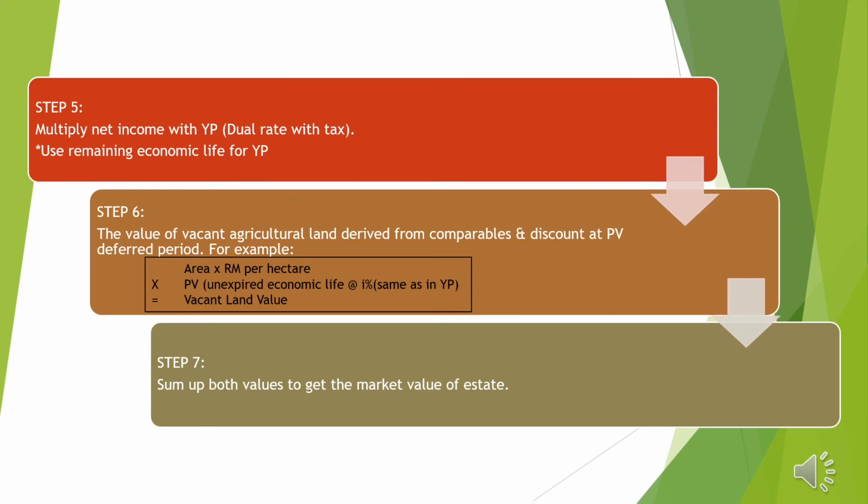For the next step, the value of vacant agricultural land is derived from comparables and discounted at PV deferred period. For example, the area times ringgit per hectare, times PV, which is the unexpired economic life, multiplied by I%, which is the same as in YP, and we will get the vacant land value. Lastly, we sum up both values to get the market value of the estate.